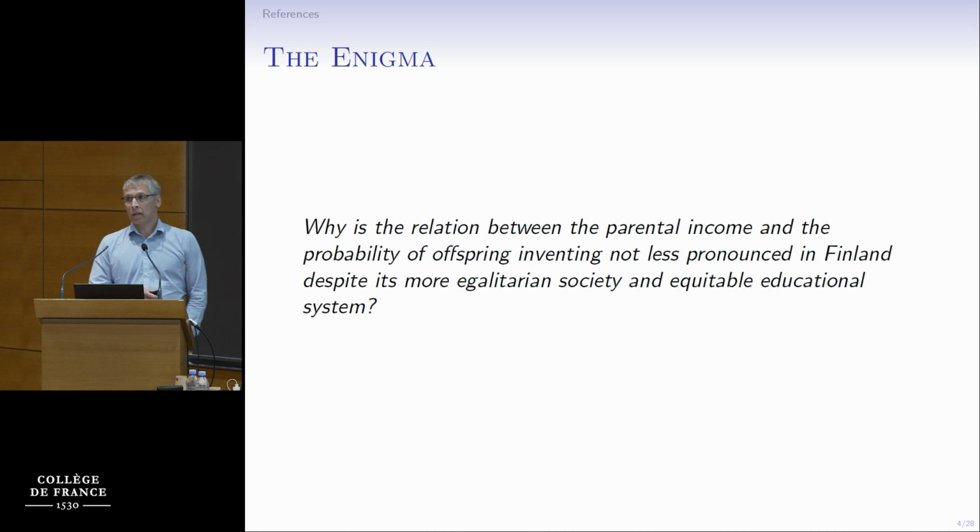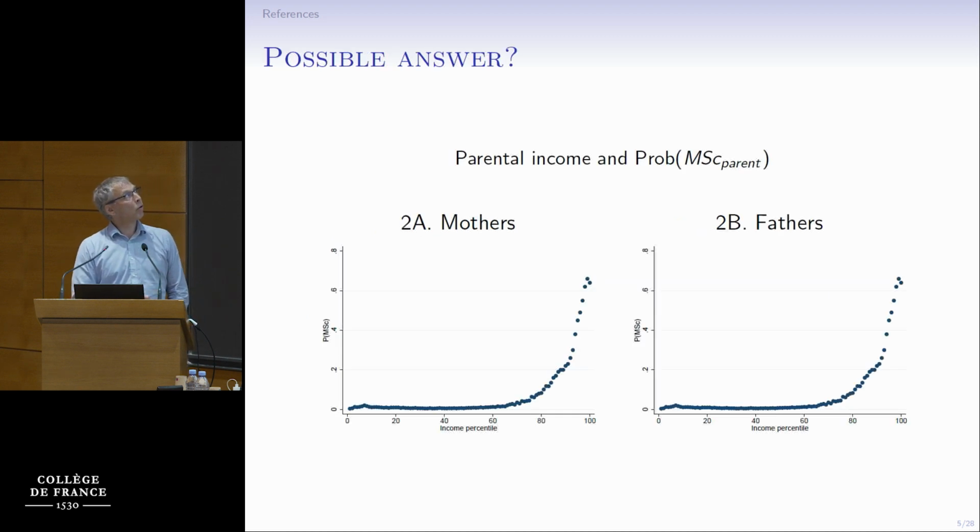So our question is: the stereotypical view of Finland is that it's way more egalitarian than the US. It has an equitable educational system. So how can it be that in Finland also, if you want to become an entrepreneur, make sure to be born to high-income parents? That's what we want to understand. That's what this paper is about.